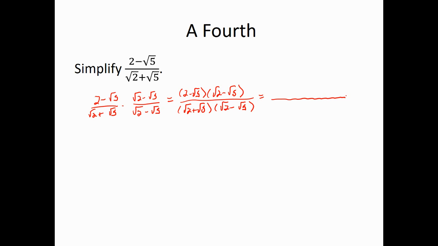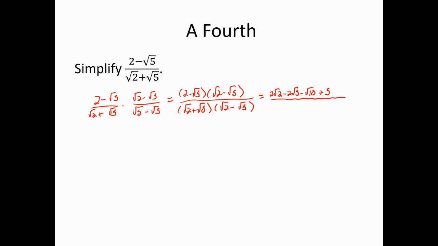Okay, so long fraction bar. So I have a 2 times root 2. And then I have the 2 times the negative root 5, which is negative 2 root 5. And then I switch over to the negative root 5. So I have negative root 5 times root 2, which is, like I said a moment ago, negative root 10. And then I have negative root 5 times negative root 5. That's a positive, of course. And then root 5 times root 5 is simply 5.